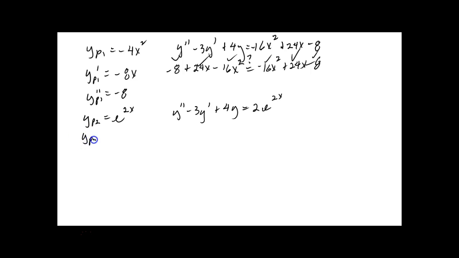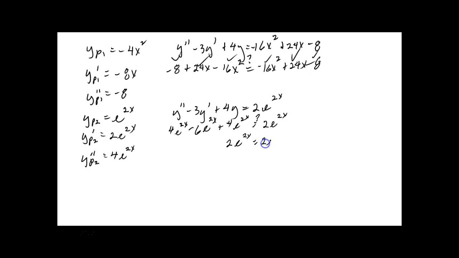Take our derivatives. yp2 prime is 2e to the 2x, and yp2 double prime is 4e to the 2x. So let's plug those in. 4e to the 2x minus 3 times 2 is 6e to the 2x plus 4e to the 2x. Is that equal to 2e to the 2x? Well, let's see. Here we have 4 and 4 is 8, minus 6, sure enough, is 2e to the 2x. So we found that yp2 is a particular solution for that same differential equation on the left, just a different thing on the right. Okay?